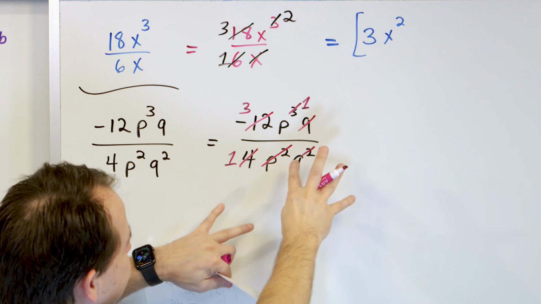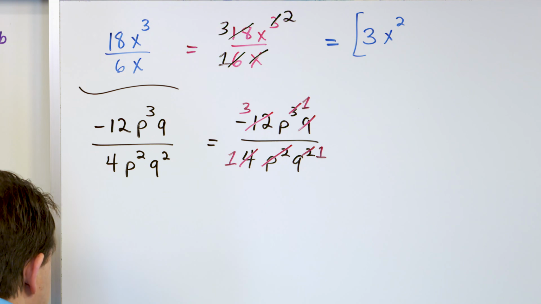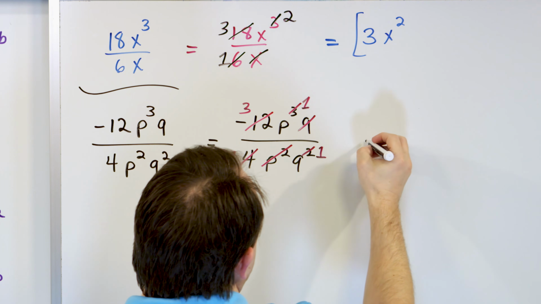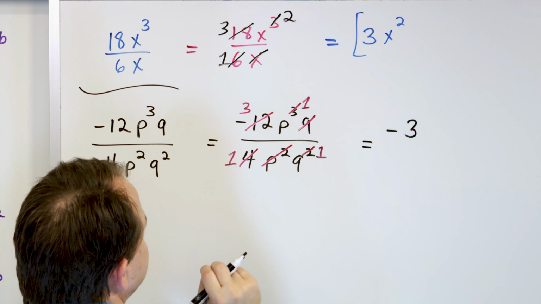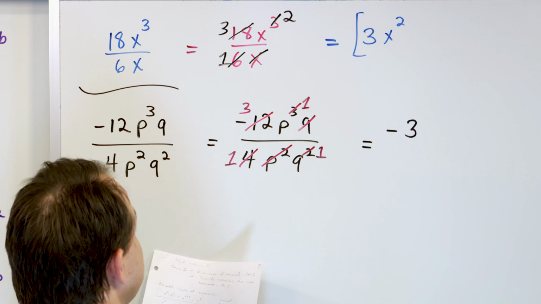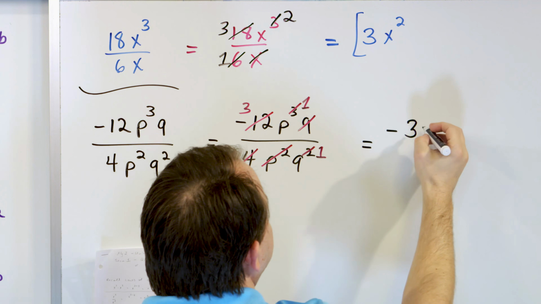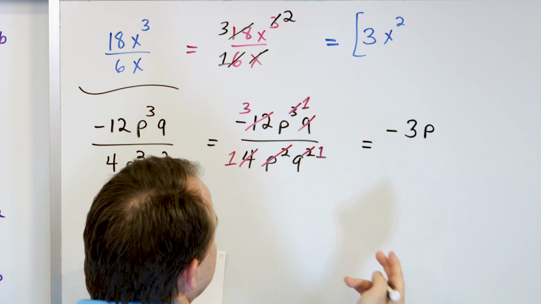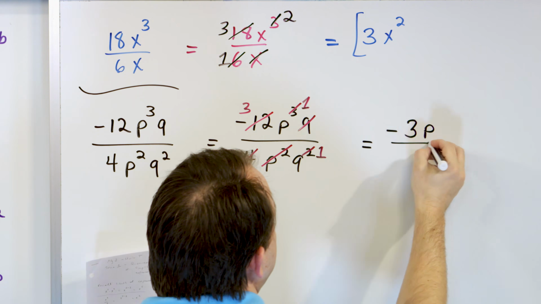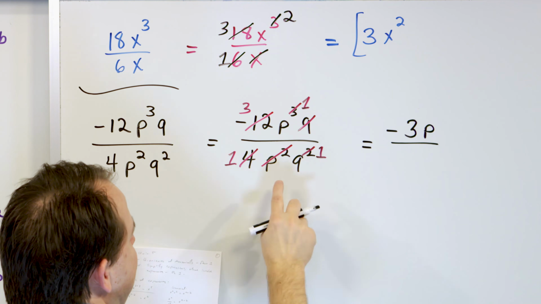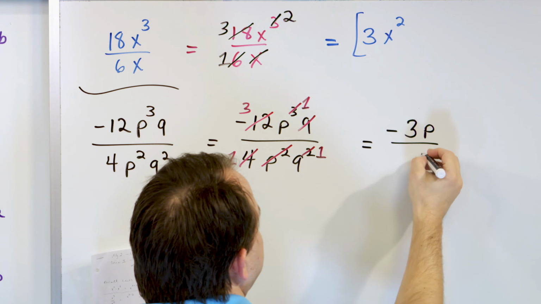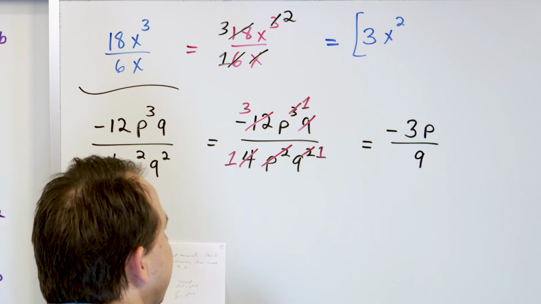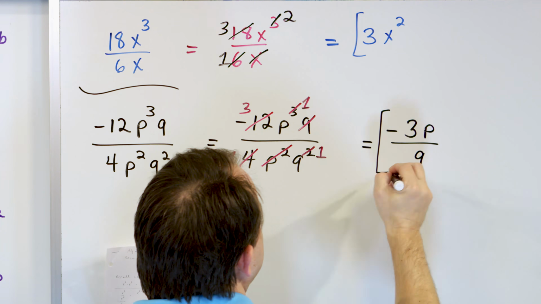So you see, you get lots of markups here, which can be hard to read, but that's the way it goes. So you still have a negative, you have a 3 here, and then on the top, you have a p to the first power, so I don't need to write the first power, right? This is gone, so on the bottom, I have a 1, I don't need to write that. The p squared is completely marked out, and the q is to the first power. So that's all I have left, negative 3 p over q, and that's the final answer.